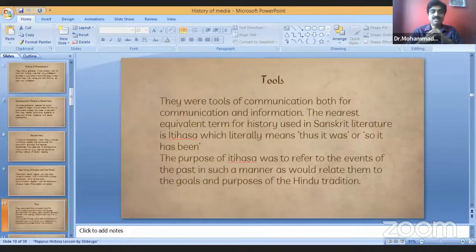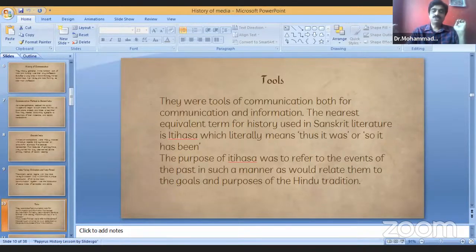The nearest equivalent term for history used in Sanskrit literature is itihasa, which literally means thus it was, thus it has been. The word itihasa means it has happened, it has been. So through itihasa, the first language, Sanskrit, developed.